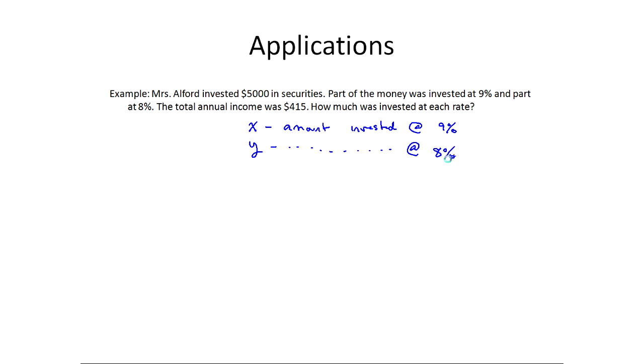Without naming your variables, you have no idea what you're doing. There's no way to write equations. Now, you don't have to call them x and y. You can call them whatever you want, as long as you define them clearly at the beginning. Now, to find two variables, we're going to need two equations.